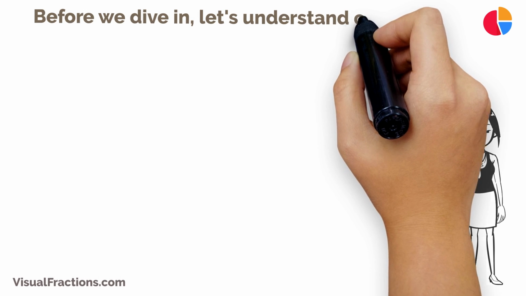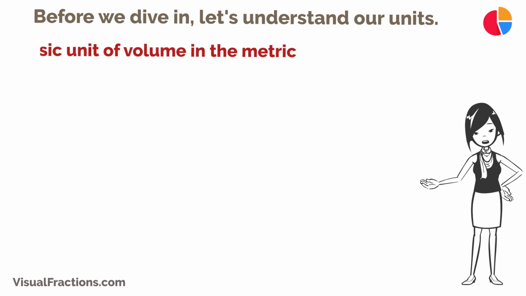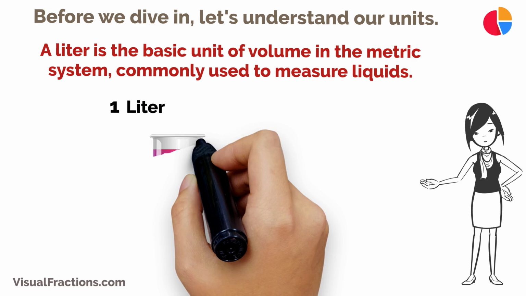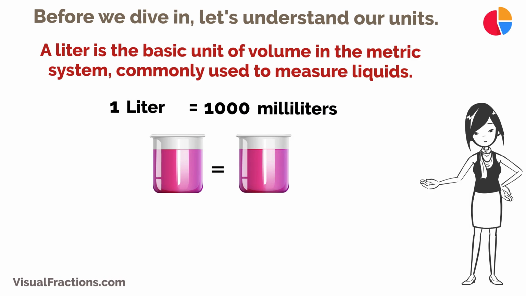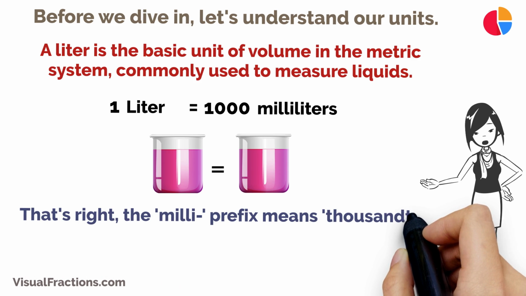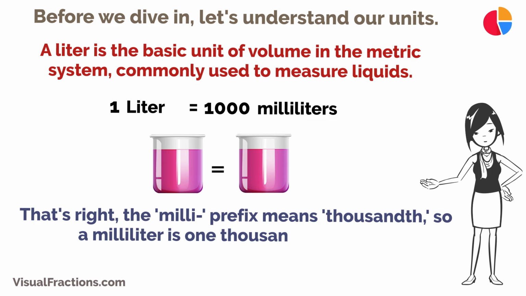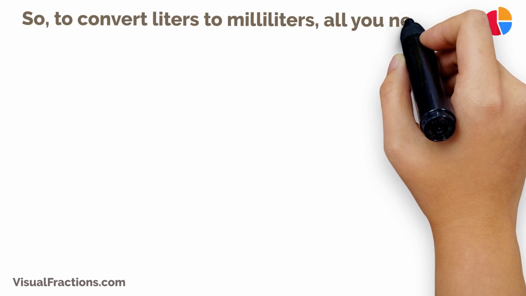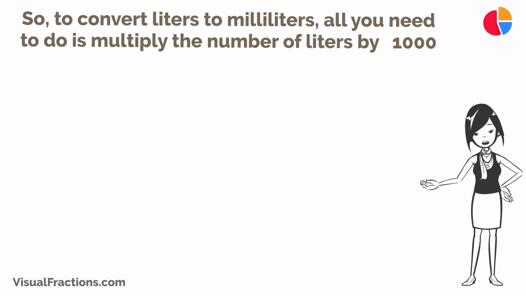Before we dive in, let's understand our units. A liter is the basic unit of volume in the metric system, commonly used to measure liquids. 1 liter is equal to 1,000 milliliters. That's right. The milli prefix means thousandth, so a milliliter is 1,000th of a liter. So, to convert liters to milliliters, all you need to do is multiply the number of liters by 1,000.